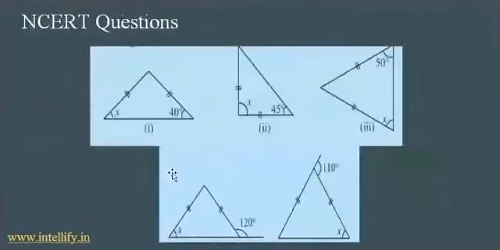So now we will be dealing with some NCERT based questions. For example, in this first question, you can see that this side and this side are equal. Hence, this is the common point which will be unequal. So if 40 degrees is one of the equal angles, the x will also be equal to this particular angle. Hence, the answer of x is 40 degrees.